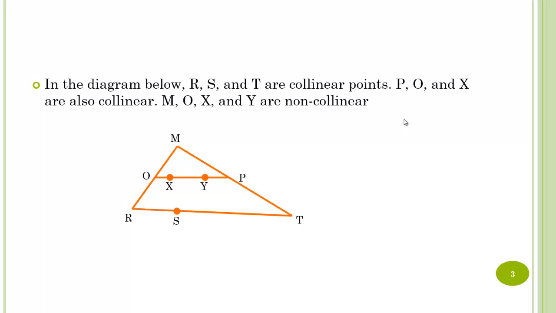Okay, so in the diagram below, R, S, and T are collinear points because there's a line drawn and those points are all on the same line. P, O, and X are also collinear. You could also say that Y is collinear with those as well. So P, O, X, and Y are all collinear. However, M, O, X, and Y are non-collinear because when you look at all those points together, M and O are collinear themselves, and O, X, and Y are collinear themselves, but the four of them together do not lie on a line.